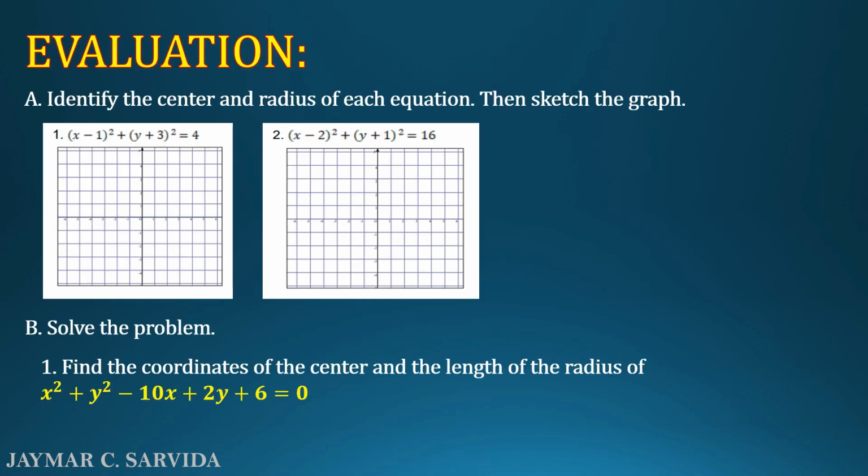Okay, so for your evaluation, letter A, identify the center and radius of each equation, then sketch the graph. Ayan, madali na lang. Naka-standard form na yung ating given. So, madali na lang hanapin ang kanyang center at ang kanyang radius. And then, sa letter B, solve the problem, find the coordinates of the center and the length of the radius of x squared plus y squared minus 10x plus 2y plus 6 equals 0. So sa letter B, kailangan gawin mo muna siyang standard form para mahanap mo ang kanyang center at ang radius.